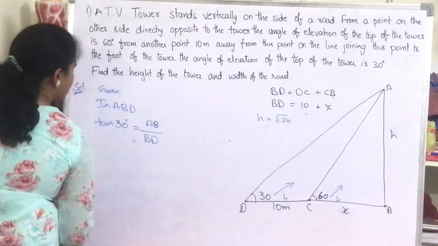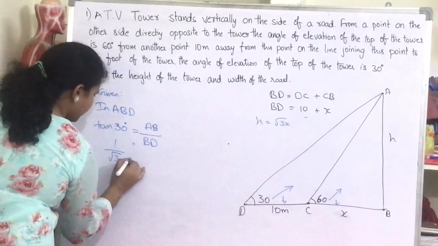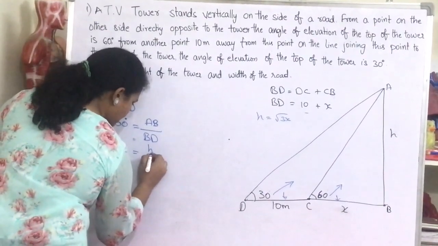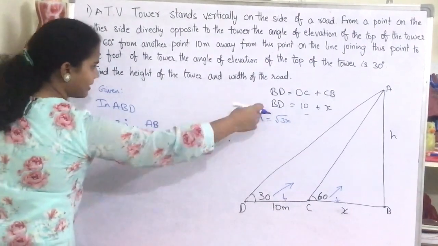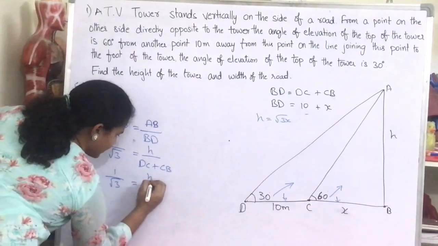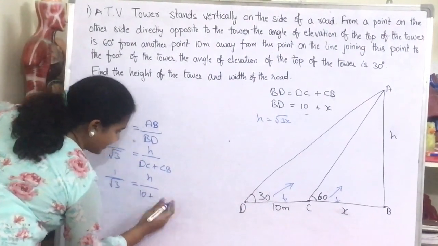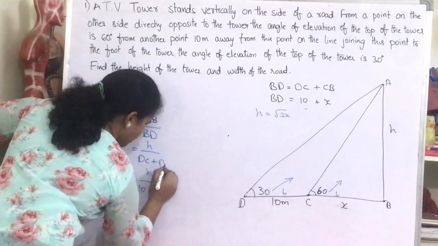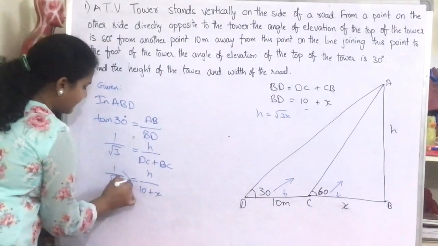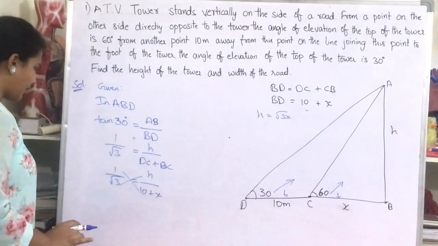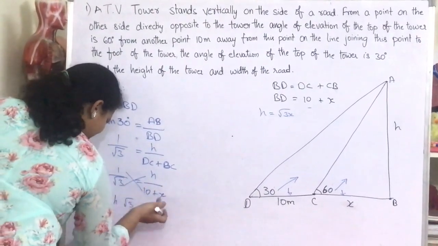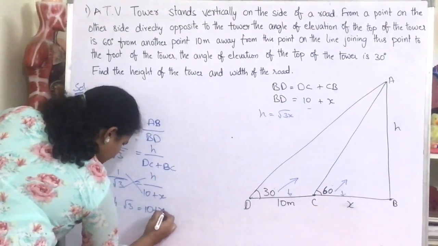Now here tan 30 degrees value will be 1 by root 3 equals AB by BD. Let me take AB as h, and BD equals DC plus CB. So I write 1 by root 3 equals h by DC, whose value here is 10 meters, plus CB or BC as x. Clear? Now by cross multiplication we get h into root 3 equals 1 into 10 plus x, that is 10 plus x.